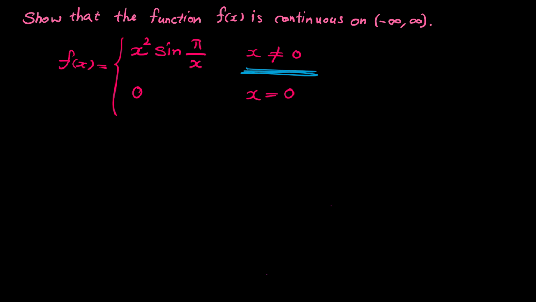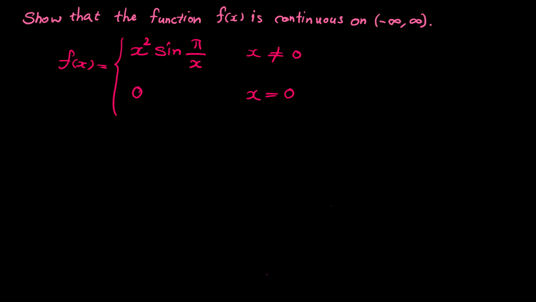But attention, x^2 sine of pi over x is always continuous at every point except 0. Because in this expression we have x to the 2, which is a polynomial. We have a trigonometric function which is sine, and sine is continuous everywhere. And here we have a rational expression which is continuous except the points that make the denominator 0. But we exclude 0 here, so this function is continuous everywhere except 0. So for every point other than 0, we know that f of x is continuous.